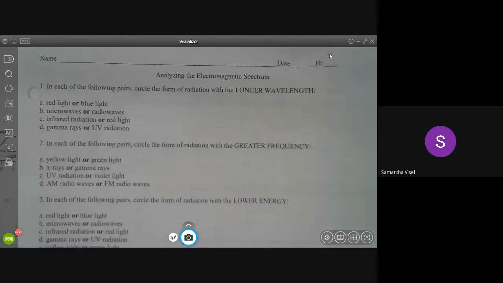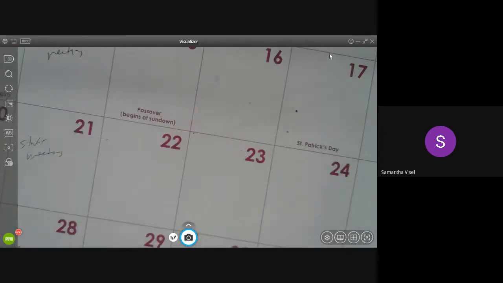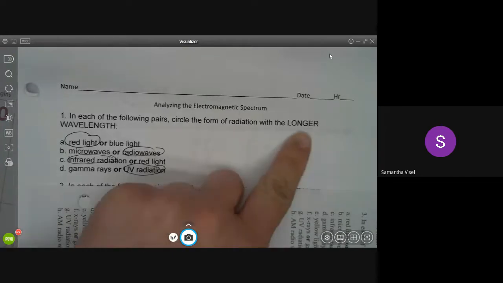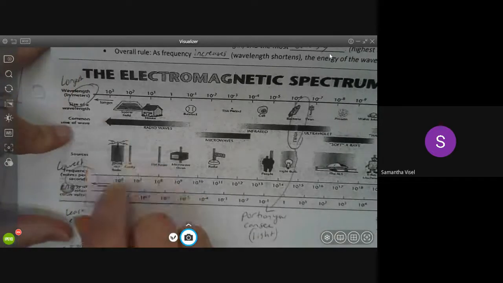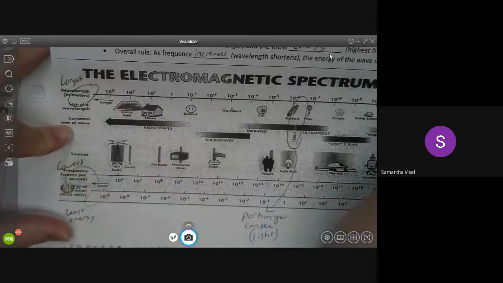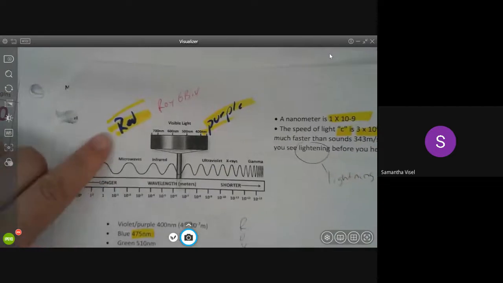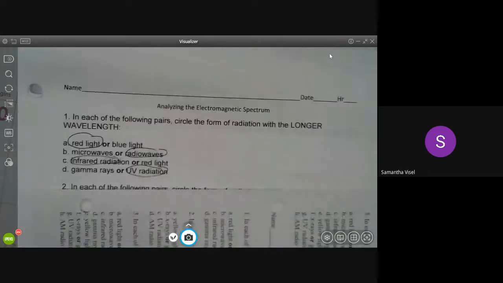Everyone at this point should have worked through our Analyzing the Electromagnetic Spectrum. Now we're going to go over real quick and check what we have circled, just to make sure we're on the right track here. For this first set, we're circling the forms of radiation that have the longest wavelength. On my electromagnetic spectrum, I'm circling whatever is on the leftmost side. Whichever is more left is going to be the form of radiation with the longest wavelength. Specifically with my colors, between red light or blue light, on my spectrum, here's the longest. Red is longer than blue, which is over here towards purple. Red is more left than purple.